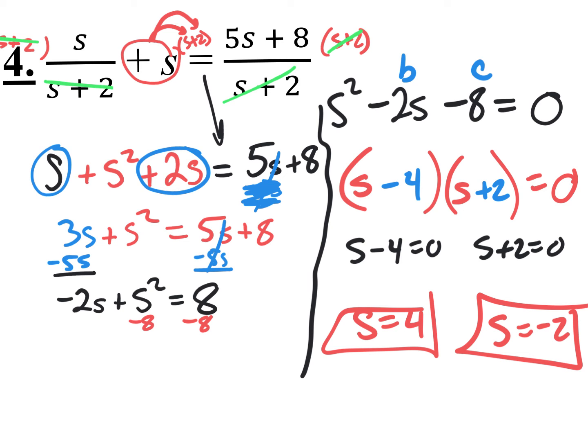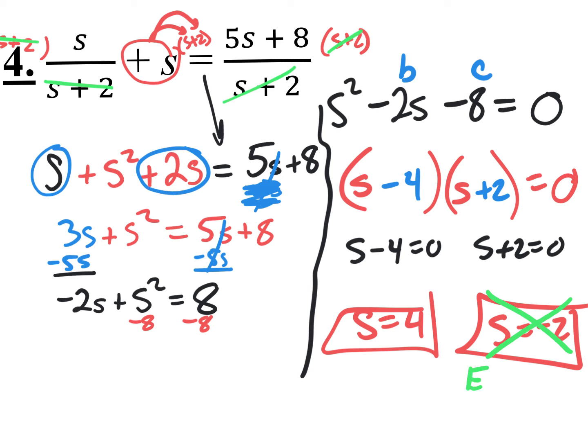Why is that? Because you got to plug it in, at the very least, to check that you don't get 0 in the denominator. Plugging in 4, that's cool. You don't get 0 in the denominator. But when you plug in a negative 2 right there, it'll give you negative 2 plus 2, which is 0. And no matter what, anything divided by 0 is undefined. So S equaling negative 2 is not an actual answer.